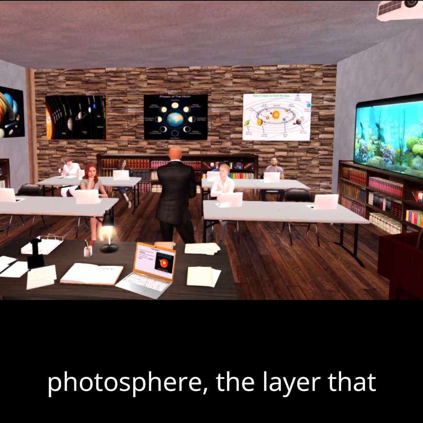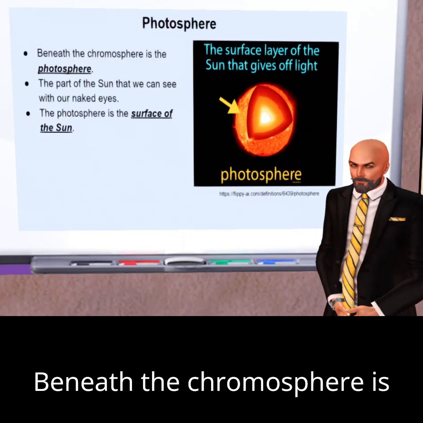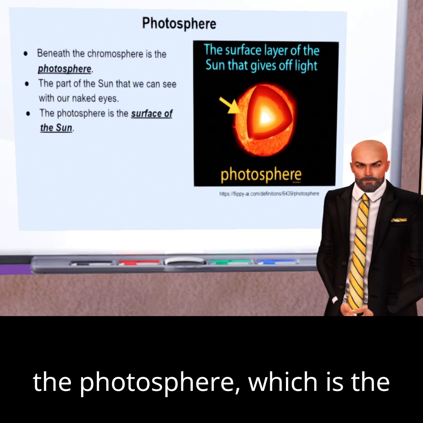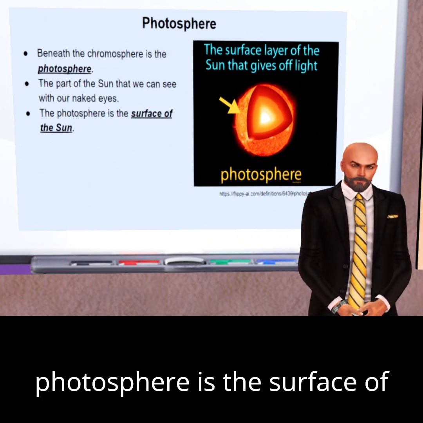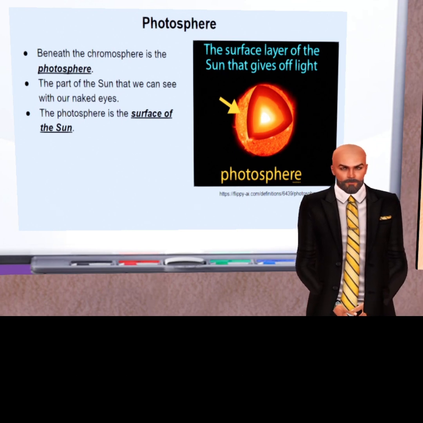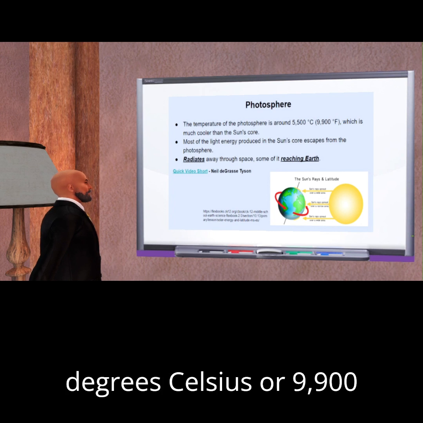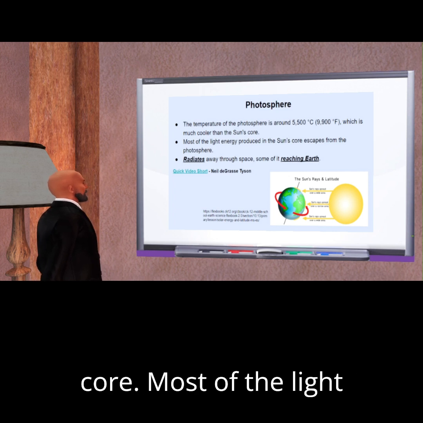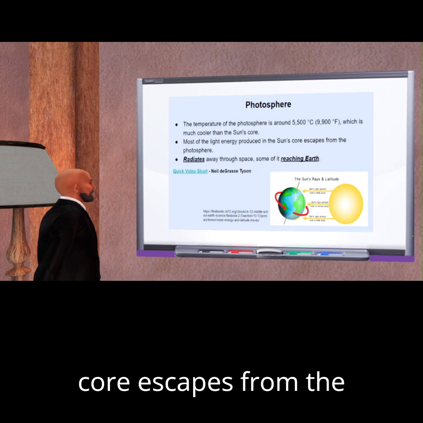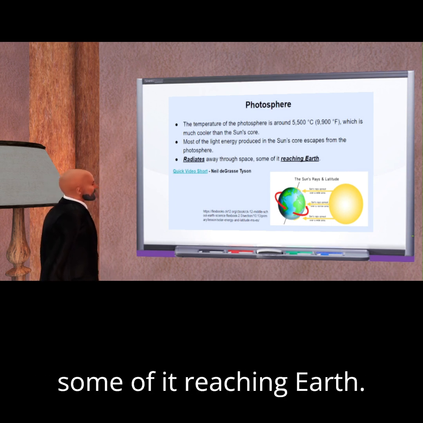Which brings us to the photosphere, the layer that gives off light. Beneath the chromosphere is the photosphere, which is the part of the Sun that we can see with our naked eyes. The photosphere is the surface of the Sun. The temperature of the photosphere is around 5,500 degrees Celsius or 9,900 degrees Fahrenheit, which is much cooler than the Sun's core. Most of the light energy produced in the Sun's core escapes from the photosphere and eventually radiates away through space, some of it reaching Earth.